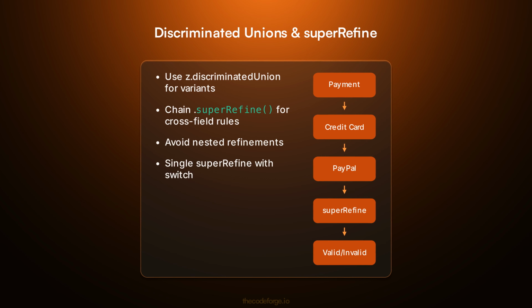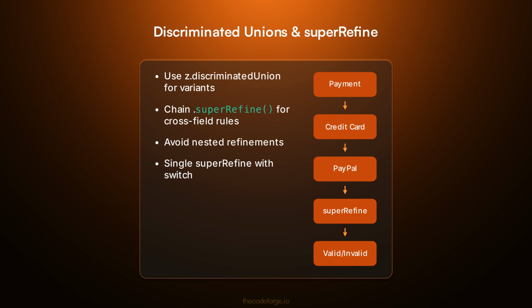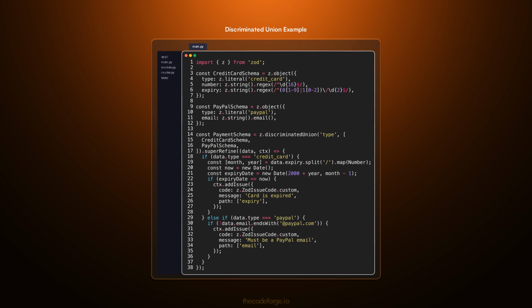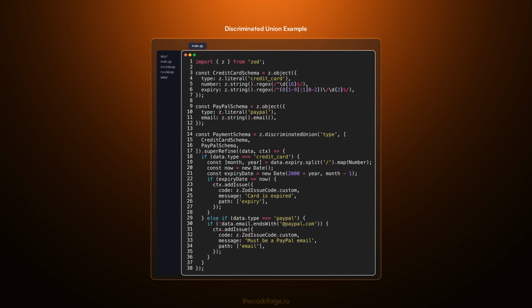For complex workflows like payment processing, use discriminated unions with a single superRefine that switches on the type. This keeps validation co-located and type-safe. This schema validates credit card and PayPal payments. The superRefine adds variant-specific checks, card expiry, and PayPal email domain. This pattern scales to many variants.